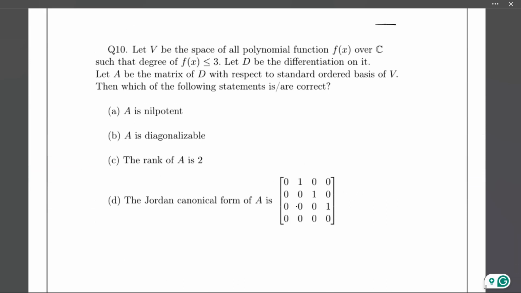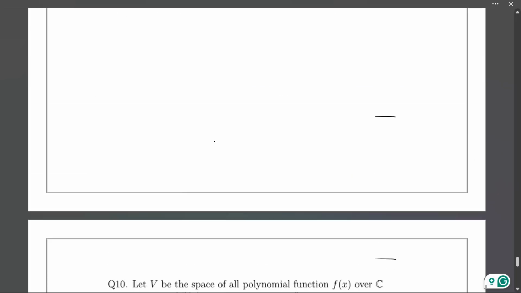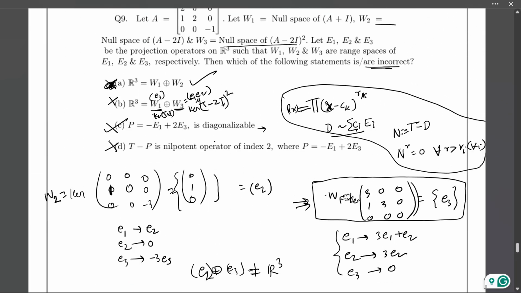Okay. B is the space of polynomials of degree less than or equal to 3, with the differentiation operator on it. Maybe the matrix representation. Sir, the last question, is B correct or incorrect, sir? Statement B is correct, but we are choosing the incorrect one. Only the first is incorrect.